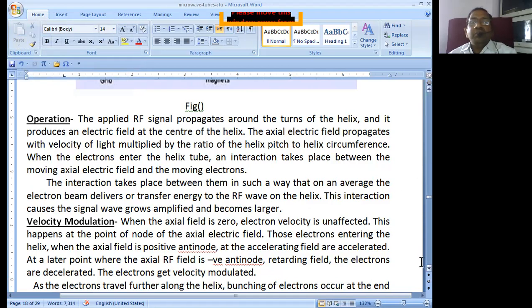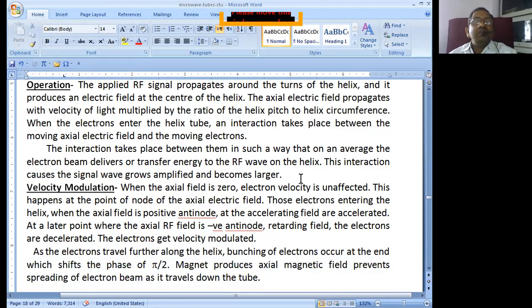The interaction between them is made in such a way that, on average, the electron beam delivers transverse energy to the RF wave on the helix. So the electron beam energy should get transferred into the helix. That means the RF voltage has to increase. How will the RF voltage increase? If the energy of the high speed electrons coming from the cathode, from the electron gun, gets transferred into RF energy, then the RF signal strength is going to increase. So that is how it's going to happen.